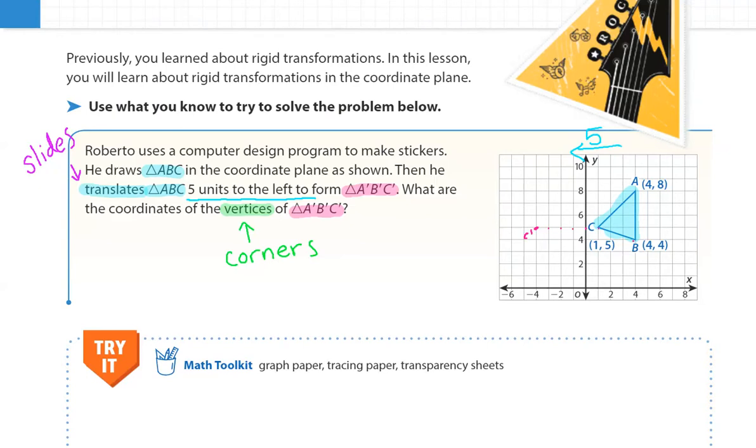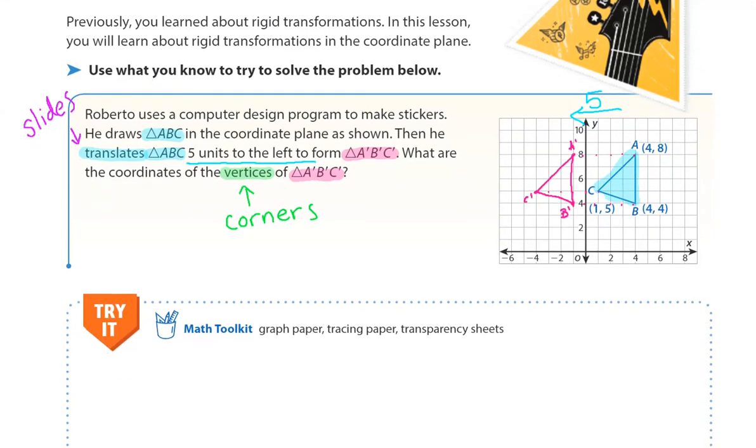We're going to do the same with B. 1, 2, 3, 4, 5. There's B prime. And 1, 2, 3, 4, 5. There's A prime. And then I don't want to forget to connect them. It's not much of a triangle without sides. And then the question was, what are the coordinates of the vertices? So we just have to now look and figure out what they were.